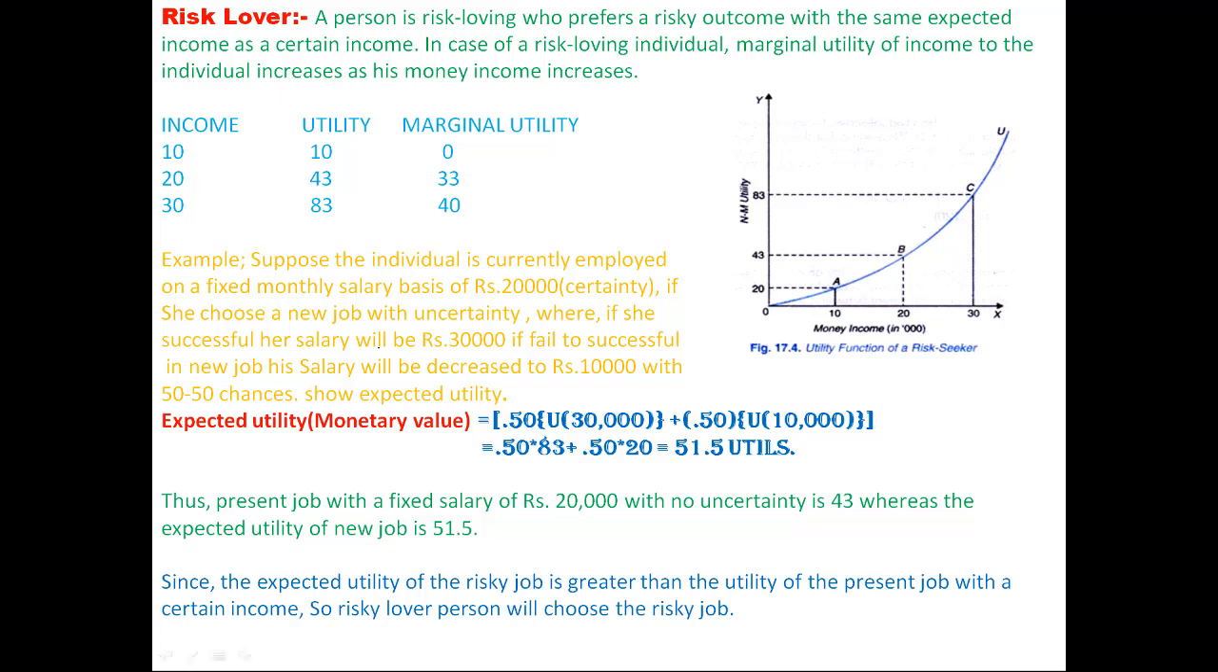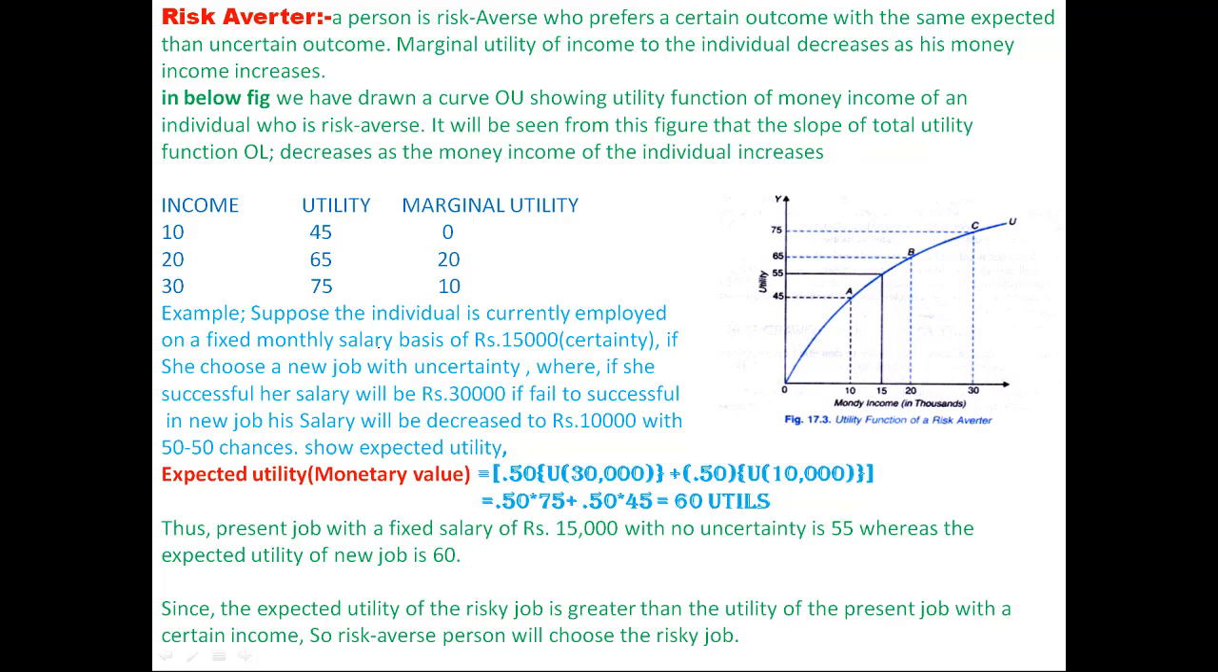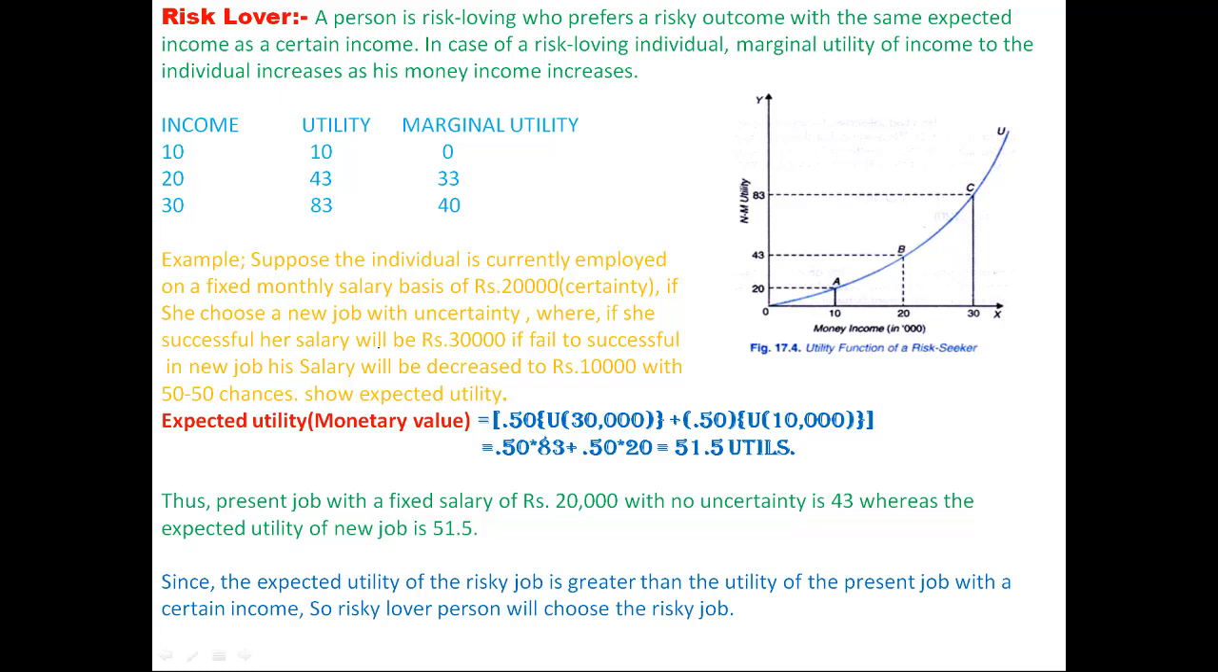For a risk averse person, the utility curve is concave. For a risk lover, it is convex. Okay, when income is 10, utility is 20. When income is 20, utility is 43. And when income is 30, utility is 83. So this is the marginal utility 33, and this is the marginal utility 40. Here marginal utility is increasing.